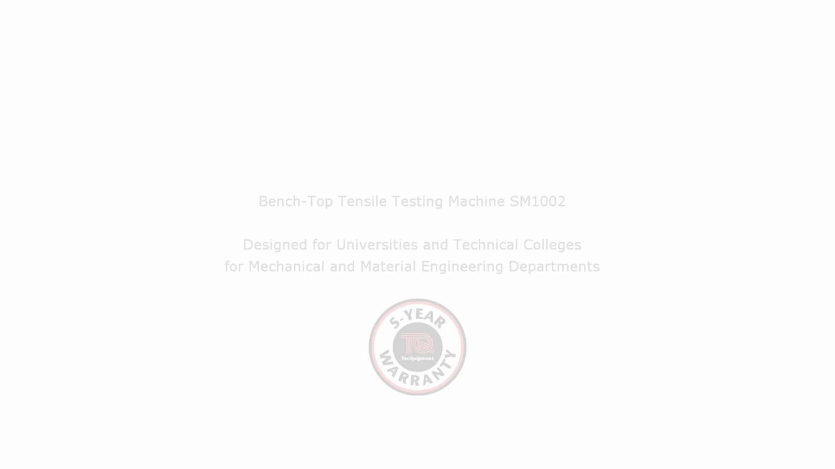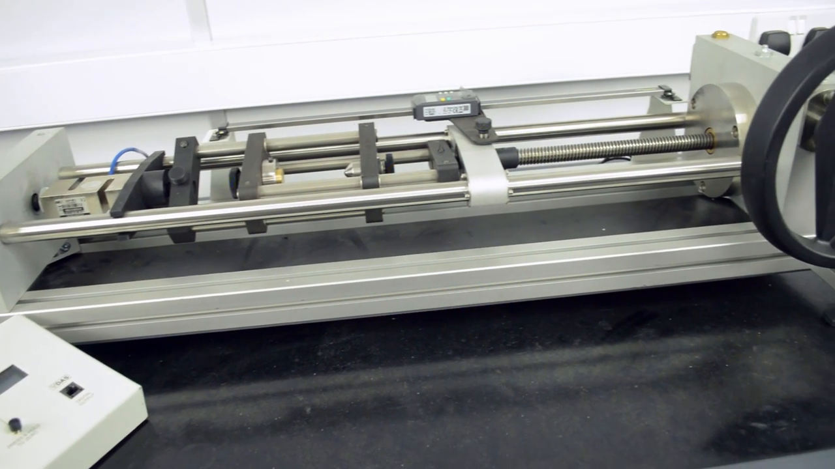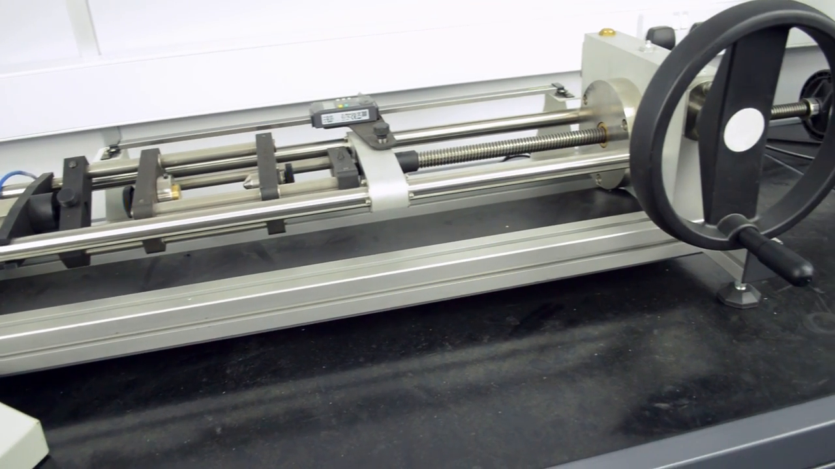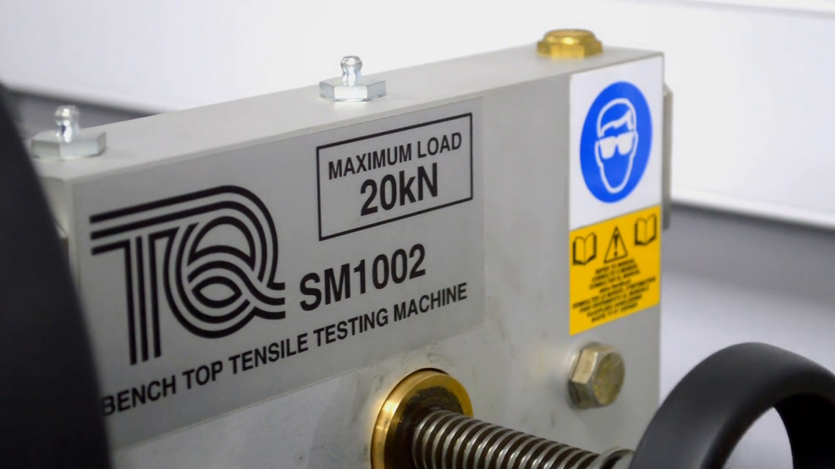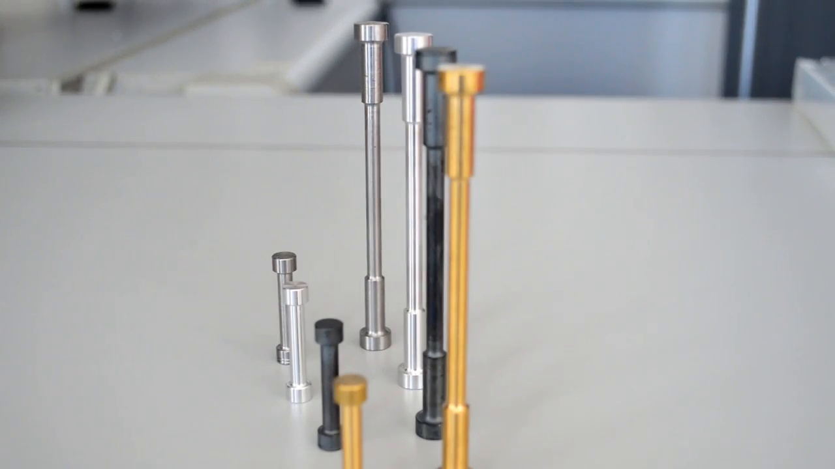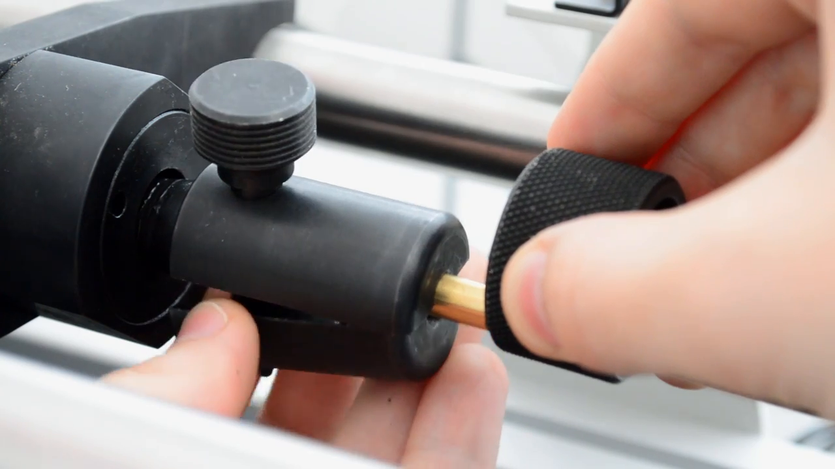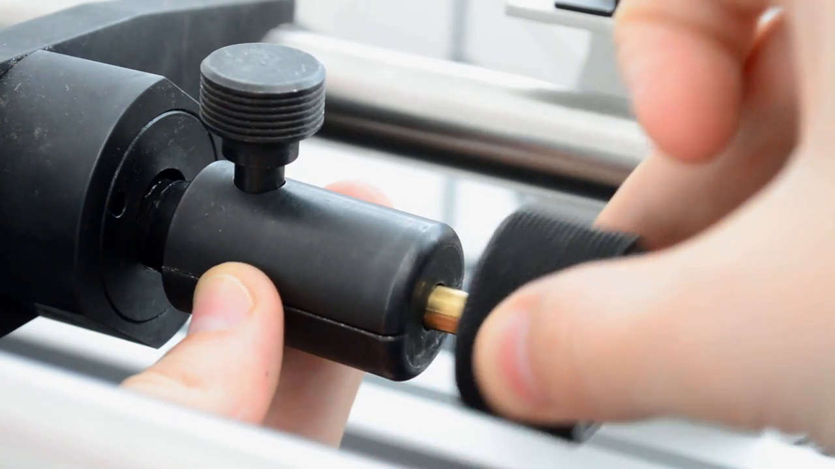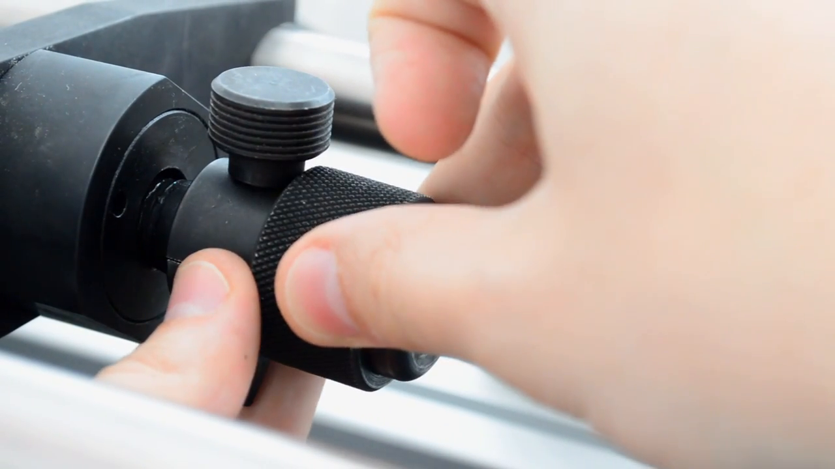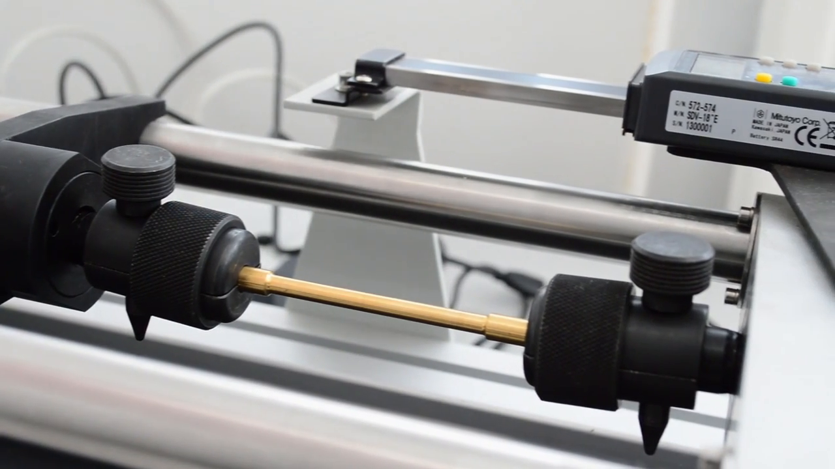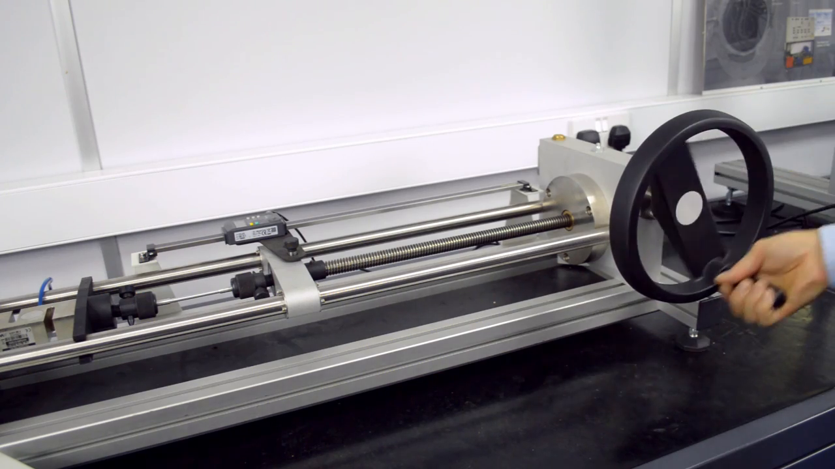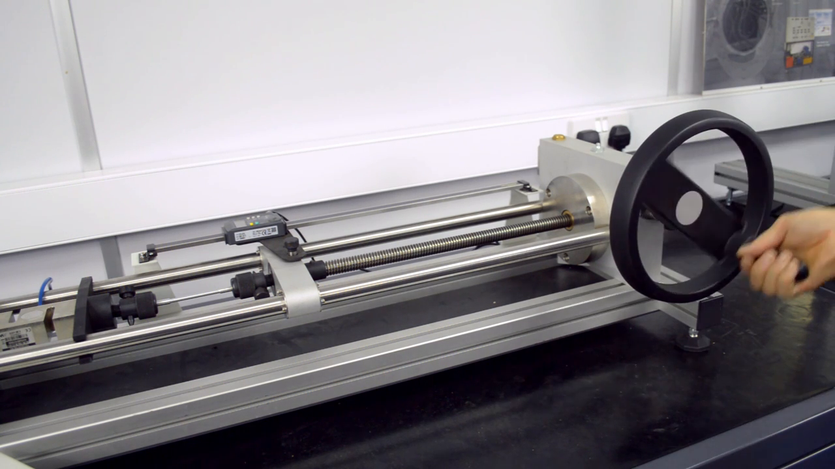TecQuipment's SM1002 is a laboratory-scale hand-driven benchtop tensile testing machine with a 20 kN capacity. It allows students to test specimens of different types of metal and applies tensile stress to the specimen and measures elongation or extension. Students are able to apply maximum load with minimum effort through the use of the handwheel connected to a 50:1 reduction ratio gearbox.